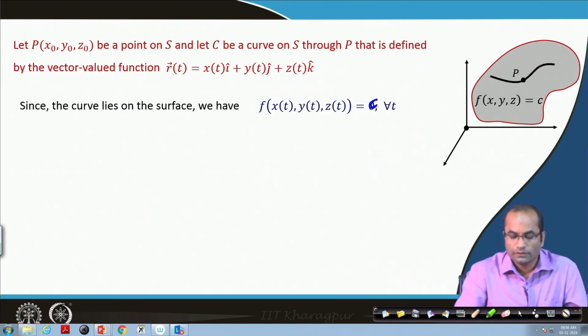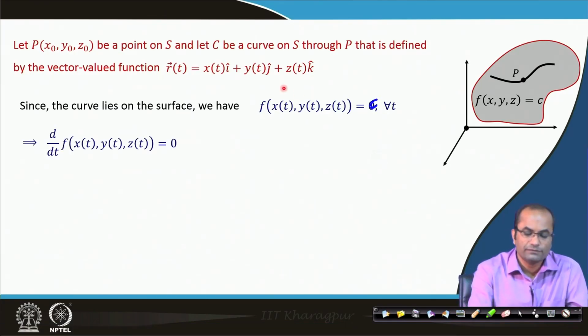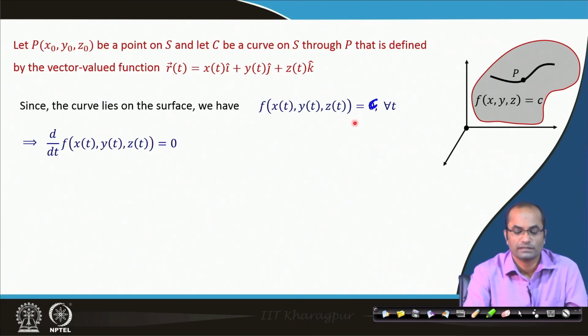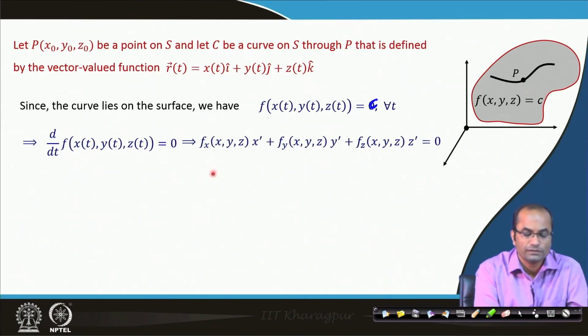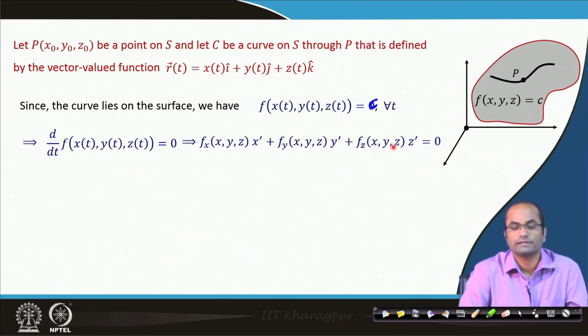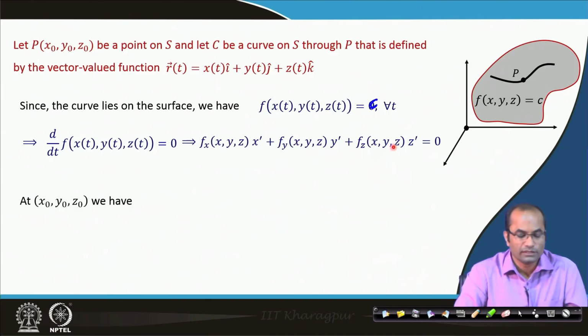Now we can differentiate both the sides. Taking the derivative of the left hand side and the right hand side, the right hand side will become 0. Whether it is 0 or a constant, the right hand side will be 0. Now, we can apply the chain rule here. The chain rule says that we have the partial derivative of f with respect to x times the derivative of x with respect to t, which is dx over dt. Then we have f_y dy over dt and f_z dz over dt equal to 0.